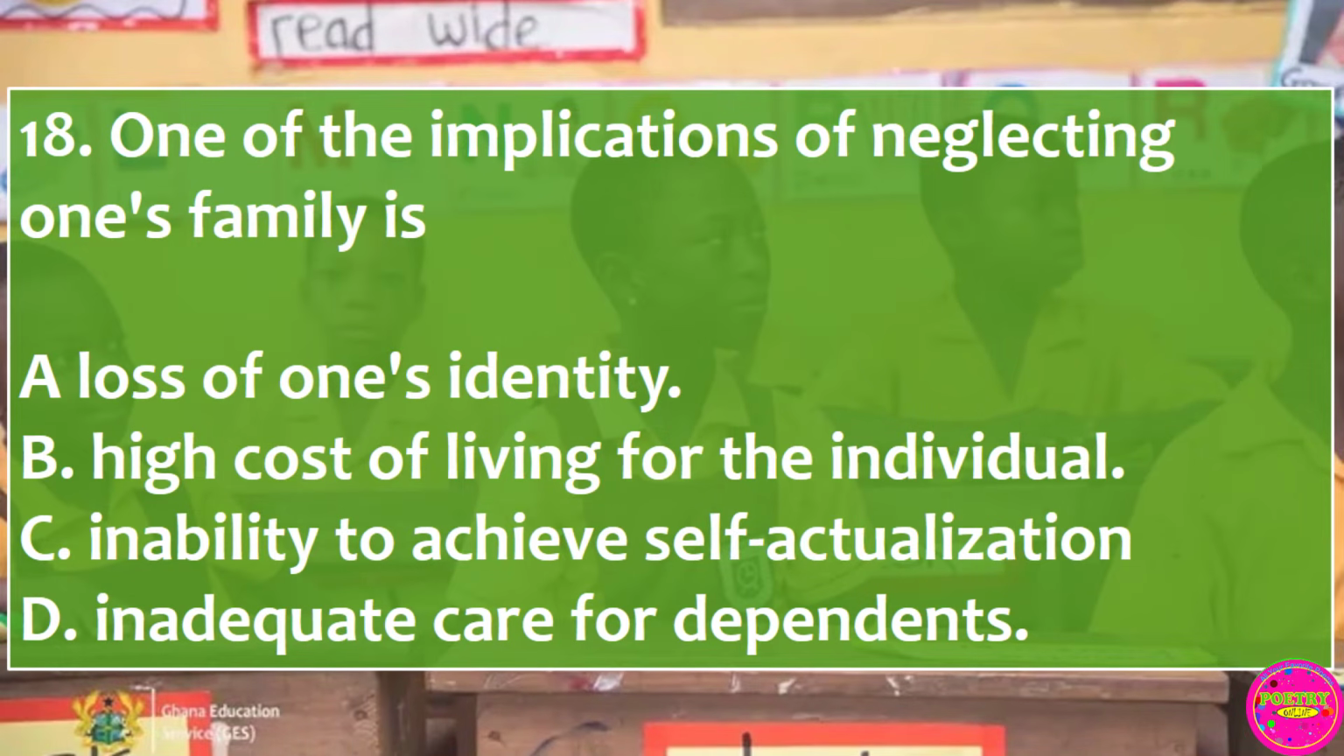Question 18. One of the implications of neglecting one's family is A. Loss of one's identity. B. High cost of living for the individual. C. Inability to achieve self-actualization. D. Inadequate care for dependents. The correct answer to this question is D. Inadequate care for dependents.